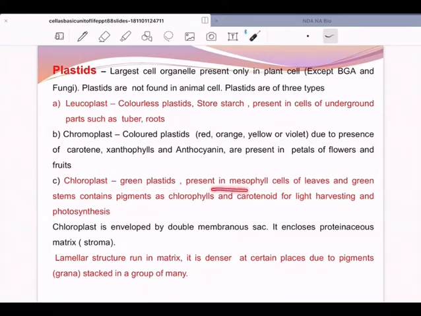green plastids. And they are present in the mesophyll cells of the leaves, green stems containing chlorophyll, and of course the rest of the plant except the root, where they will be present in maximum. And you know that chlorophyll absorbs sunlight, and you have studied in class 10th the light reaction and dark reaction, and you know that chloroplast is very essential for photosynthesis.